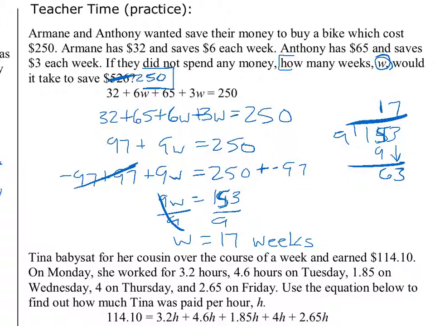All right, does it make sense that if they're saving a total of $9 per week, it would take them 17 weeks to get $250? That seems to make some sense. I can get behind that.